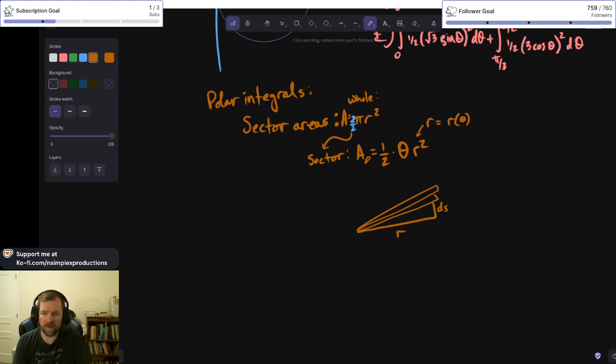Here we have our r of theta for each one of these things. And then here we have this d theta, which is going to correspond to our ds, the infinitesimal arc length. It's also going to be referred to by our d theta, the infinitesimal angle change.